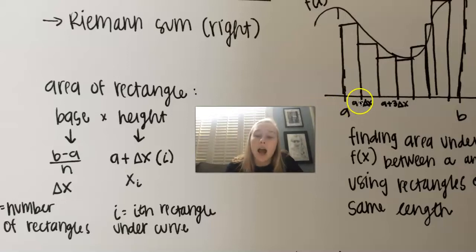In this case, i would be 1, so it denotes where this right top point of the rectangle is, and that gives us the height so that we can find the area of the rectangle. As you can see, i changes with every rectangle. Eventually there are going to be so many rectangles that we can't actually count them, and we just use the variable i.